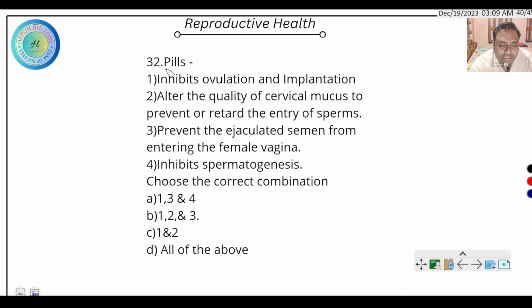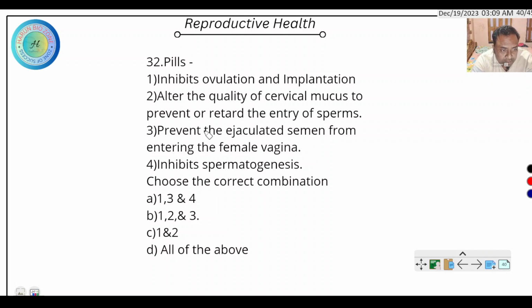Next question is pills. Pills are a chemical contraceptive where estrogen and progesterone inhibit ovulation and implantation, alter the quality of cervical mucus to prevent or retard the entry of sperms, prevent the ejaculated semen from entering the female vagina, and inhibit spermatogenesis. So here all of the answers are correct.